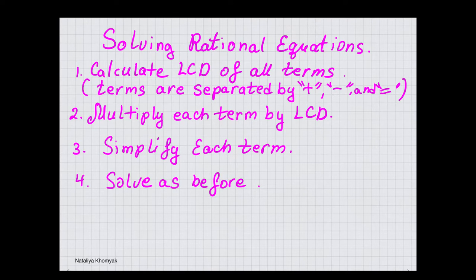Solving rational equations. First, you want to calculate the least common denominator of all terms. Terms are separated by plus, minus, and equal signs. Then you want to multiply each term by the least common denominator. Simplify each term, and if done correctly on this step, you should get whole numbers as your coefficients. And then you want to solve as before.